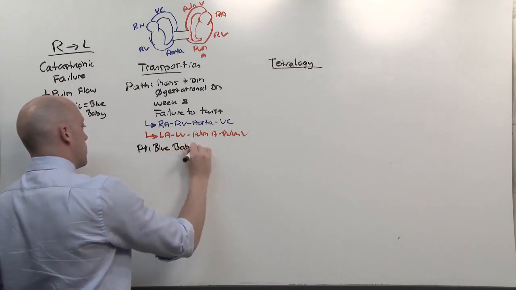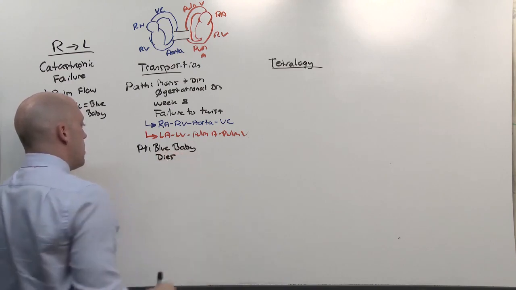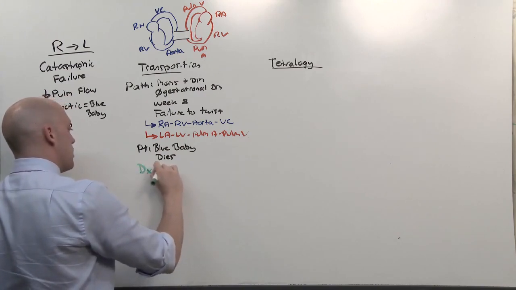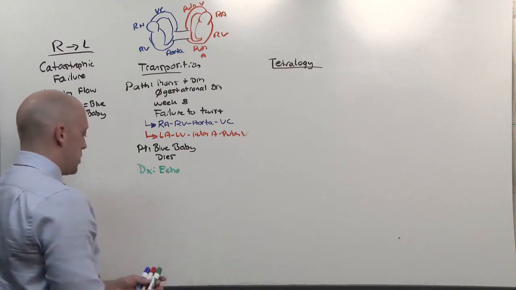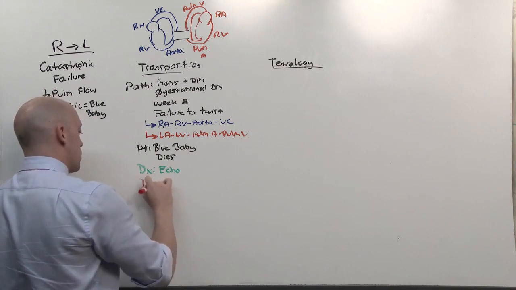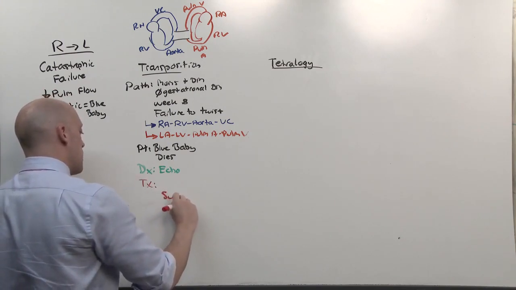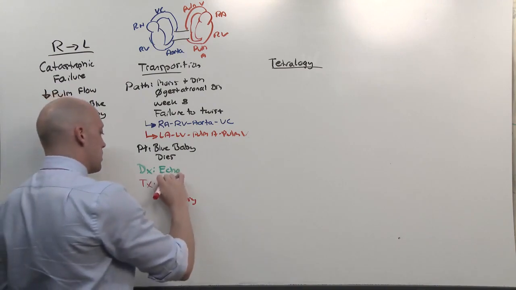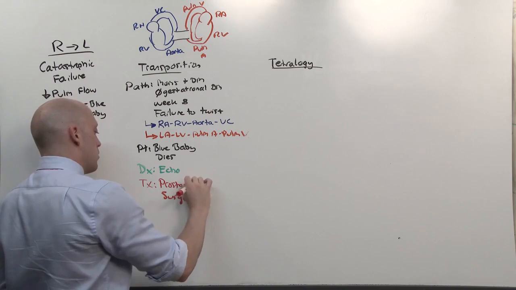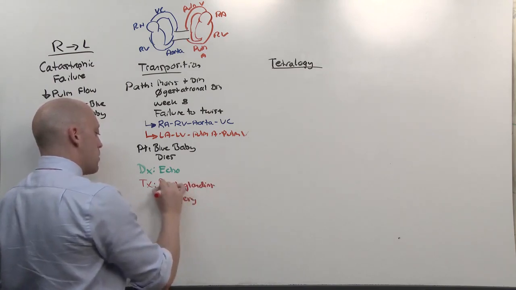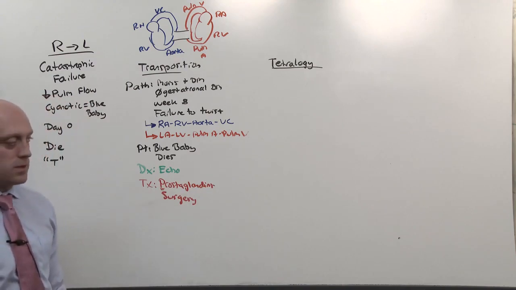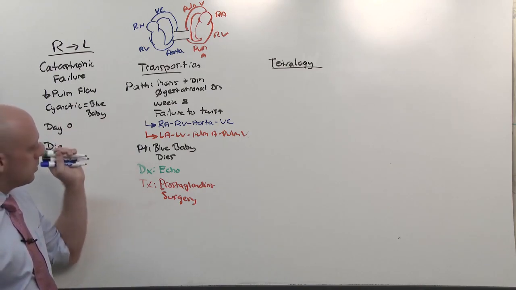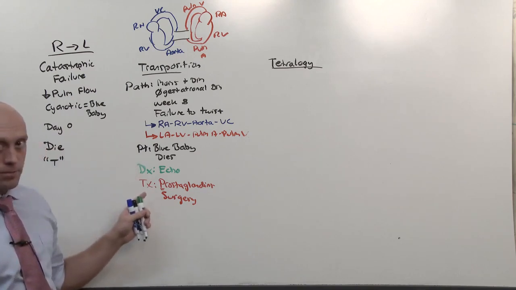The patient is going to present, very obvious, blue baby, first day, dies if you do nothing. You don't really have time for the diagnosis, but if you're going to do a diagnostic step, it would be an echo. And the treatment is going to be surgery. But in order to get the baby to surgery, we need to ensure that the patent ductus stays open, so we use prostaglandins. Prostaglandins keep the patent ductus open, indomethacin ends it. Transposition, diabetic moms, blue baby, prostaglandins first.